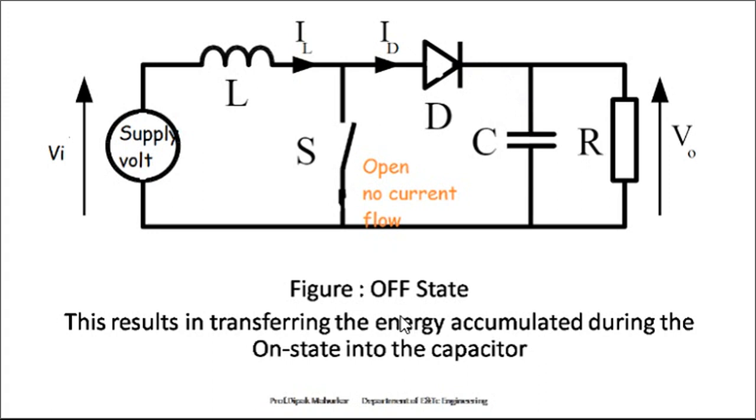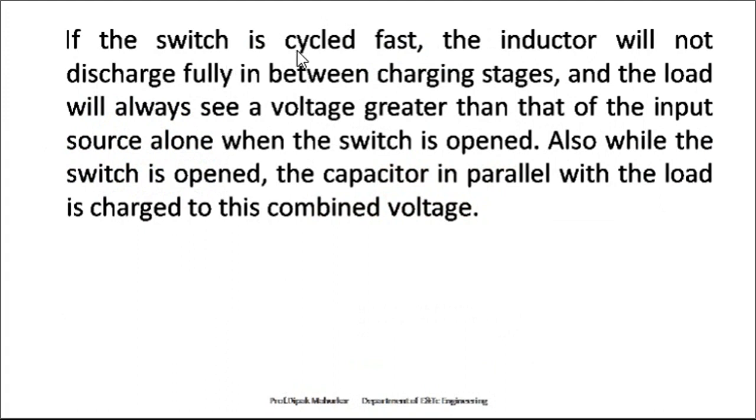So this results in transferring the energy accumulated during the on state onto the capacitor. If the switch is cycled fast, the inductor will not be discharged fully in between charging stages, and the load will always see a voltage greater than that of the input source alone when the switch is open. Also, while the switch is open, the capacitor in parallel with the load is charging to this combined voltage.